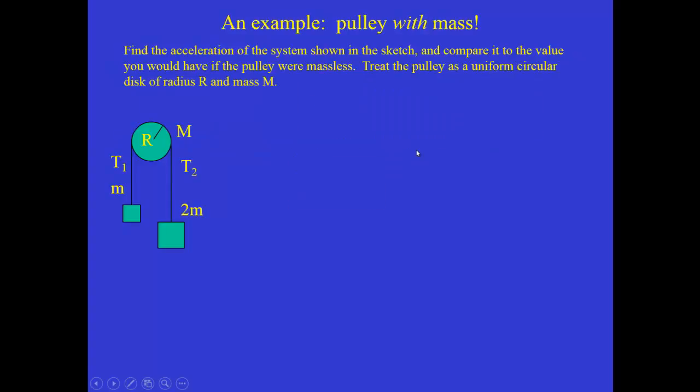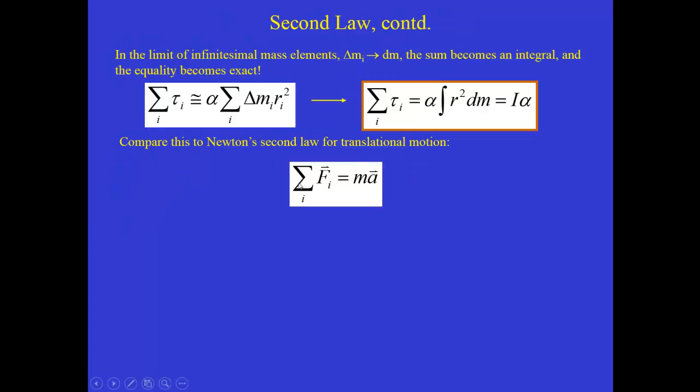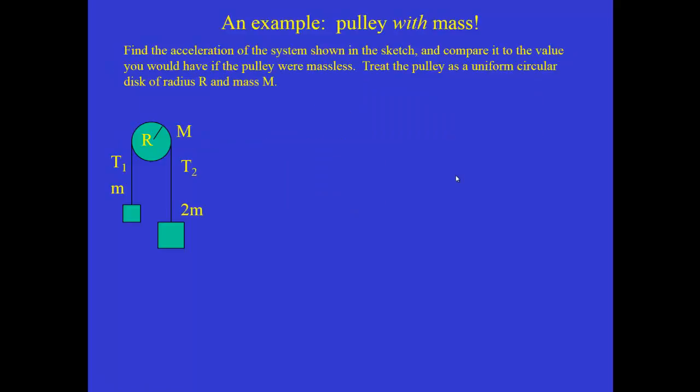Compare this to Newton's second law for translational motion, and you'll see that if you can remember that the sum of the forces is mass times acceleration, you can easily remember that the sum of the torques is equal to I times alpha. These two equations together we will apply to do an example problem in class. Let me just show you the example here.